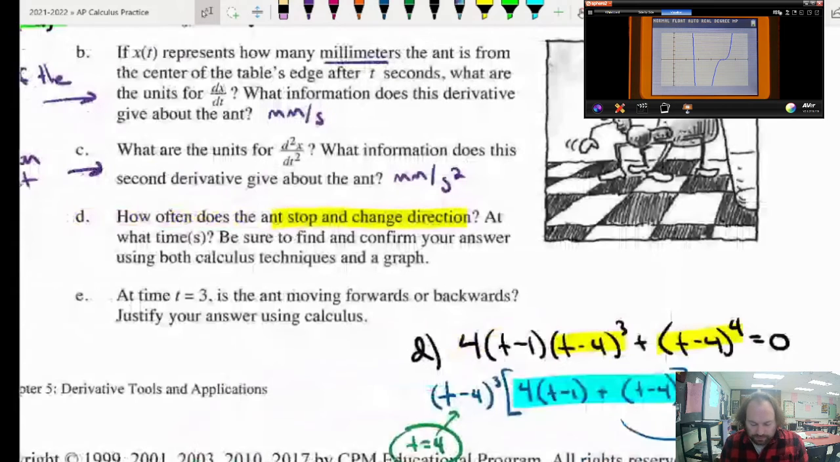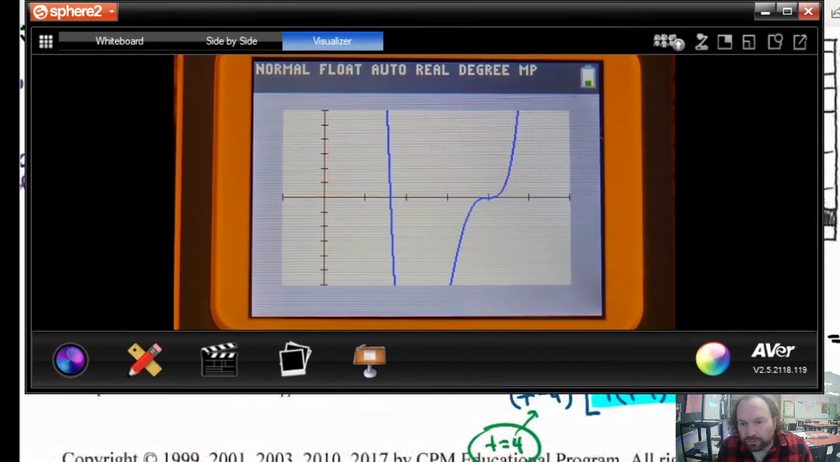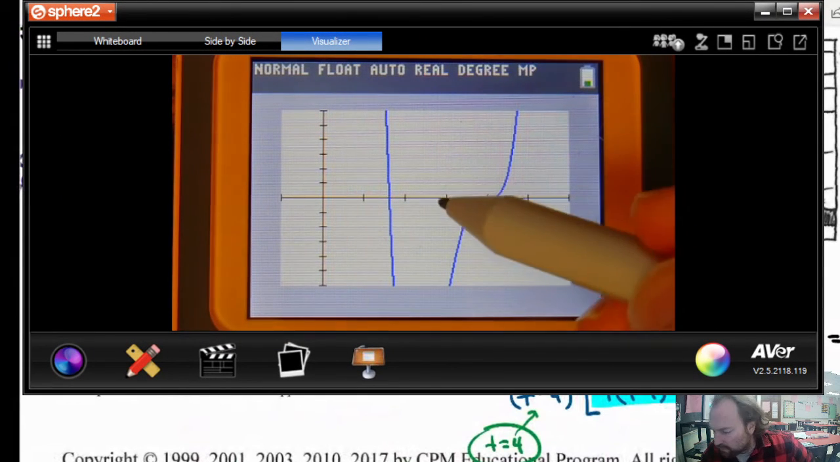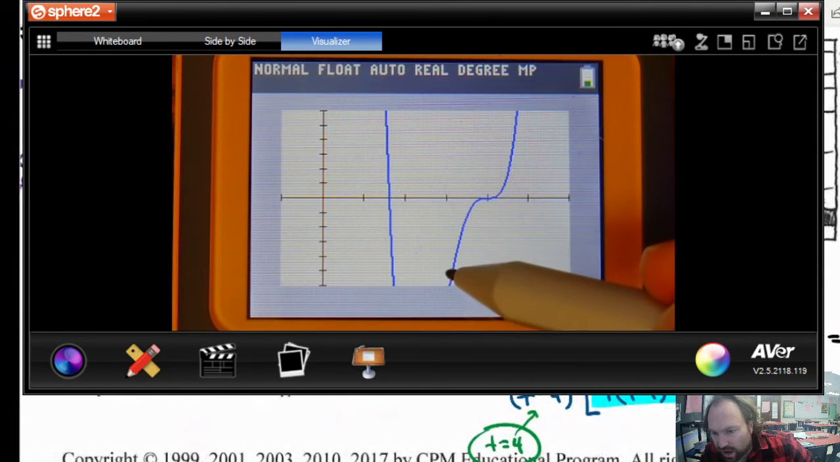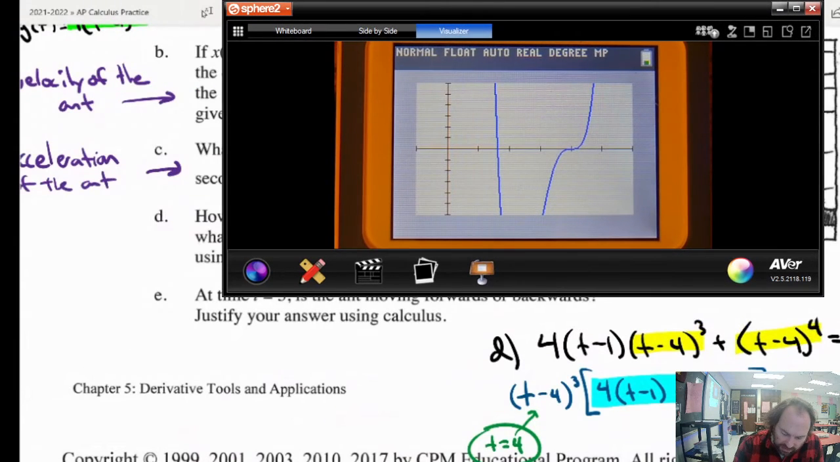At time t equals 3, is the ant moving forward or backward? Justify your answer using calculus. Well, we know from the graph that v of 3 is pretty solidly negative. I mean, there it is. There's 3. The graph looks like it's right down about there. With calculus, all you really need to do is check v of 3. This question is asking you, is v of 3 positive or negative?